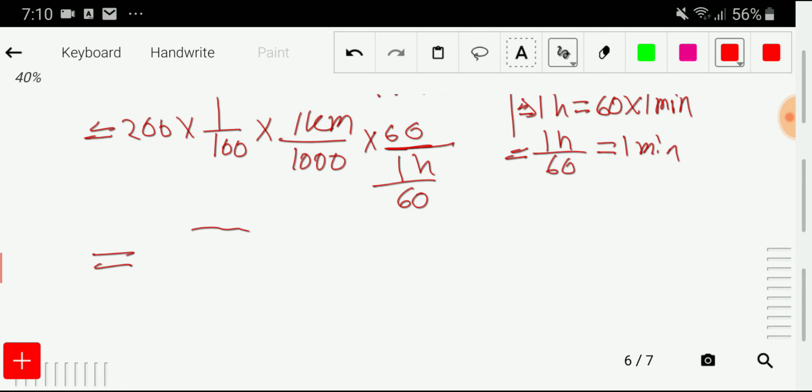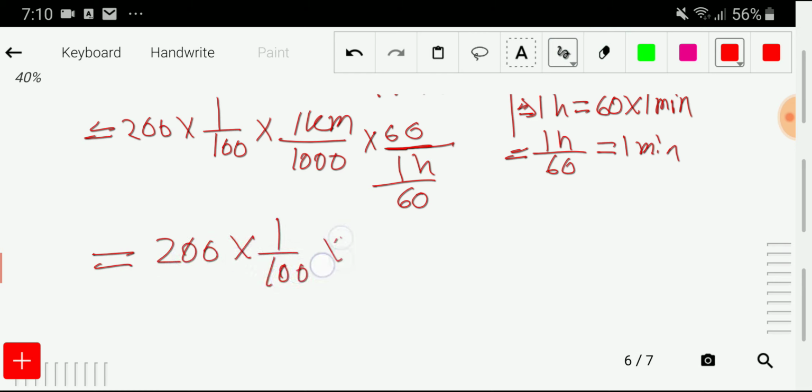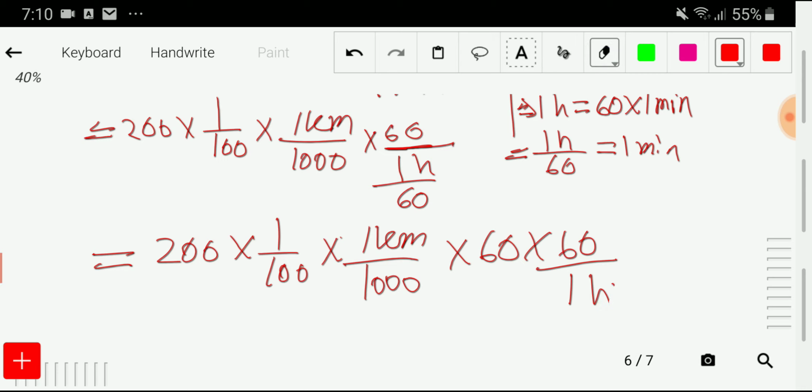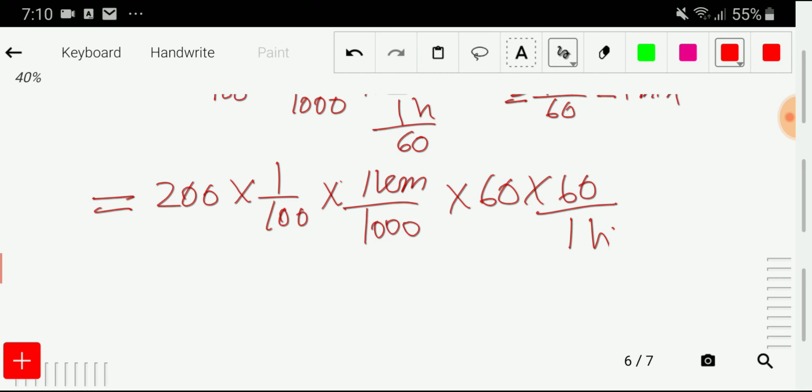So now I can write 200 times 1 by 100 times 1 kilometer divided by 1000 times 60. This 60 will come above, by 1 hour. You can write hr or h, anything. I will just write hr. So now we have been able to convert to kilometer per hour.